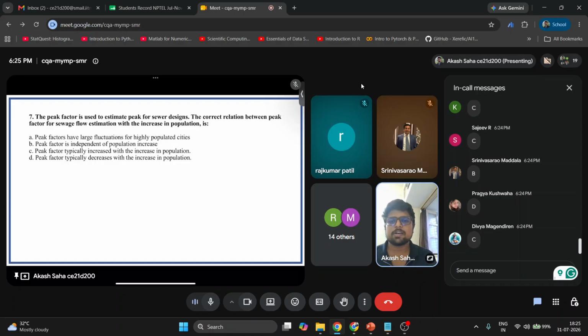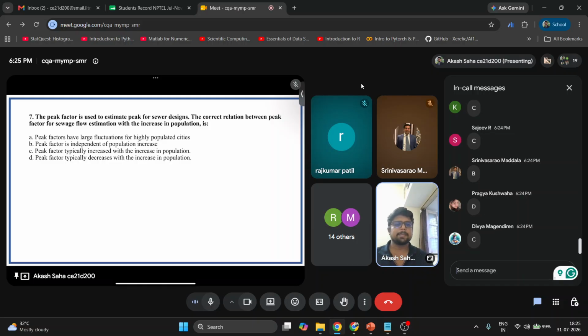The peak factor is used to estimate peak flow for sewer designs. The correct relation between the peak factor of sewage flow estimation and the increase in population is: peak factors have large fluctuation for highly populated cities; peak factor is independent of population increase; peak factor typically increases with the increase in population; or peak factor typically decreases with the increase in population. Which of them is correct?